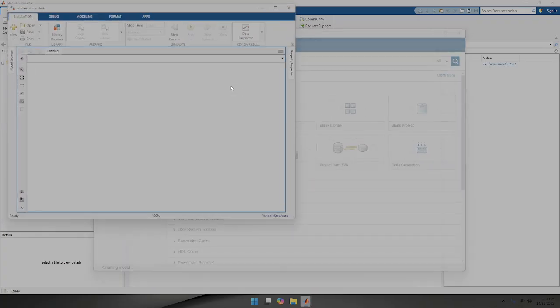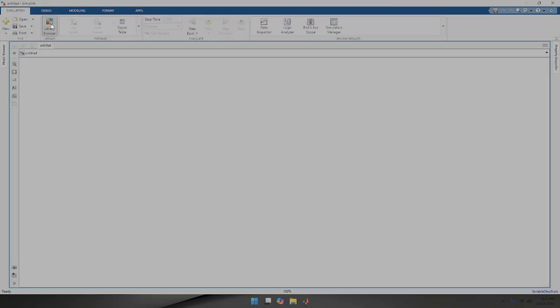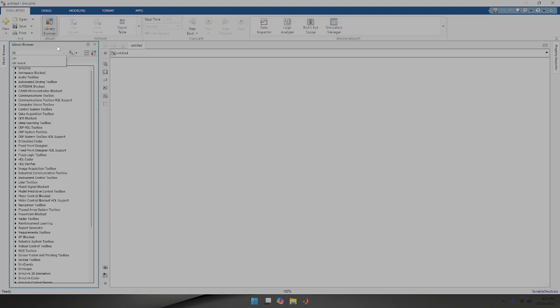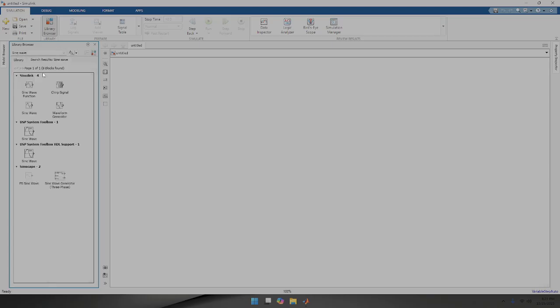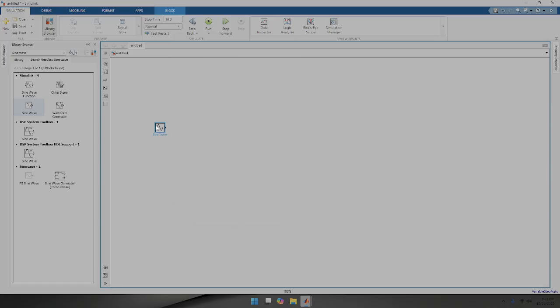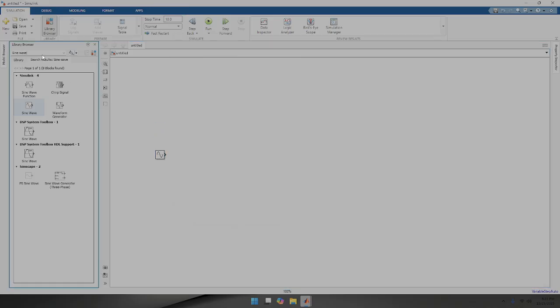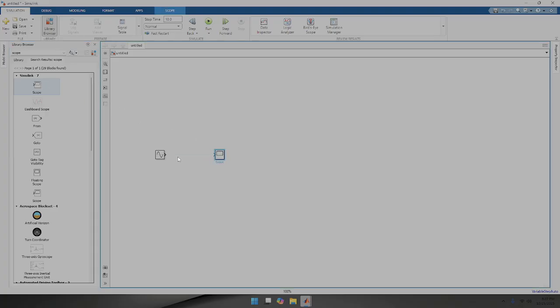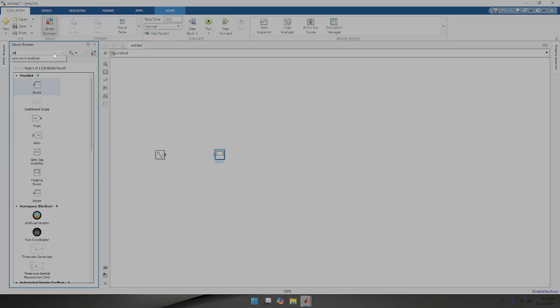यहाँ पे I'm just going to make a simple sine wave. Here it is. इसकी frequency रखते हैं 2. इसकी frequency 1 kilohertz रखनी है, 2 pi 1000. Okay, and इसके बाद I need a scope. And I need a spectrum analyzer.